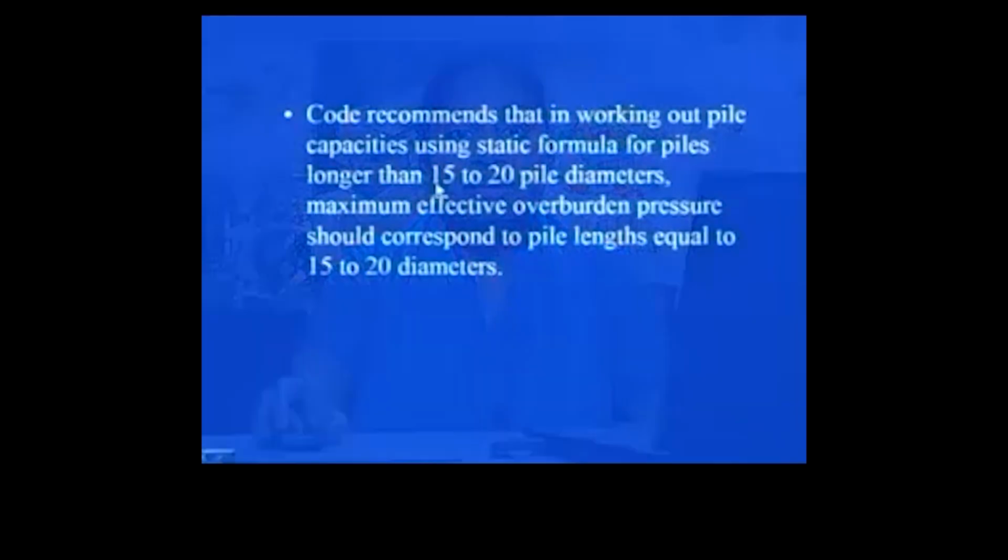for piles longer than 15 to 20 times the pile diameter, that is, if the pile diameter is 1 meter and the length of the pile is more than 15 to 20 meters. Say if the pile diameter is equal to 1 meter, then 15 to 20 pile diameters will become 15 to 20 meters, and if the length of the pile is more than this, let us say 30 meters in this case.